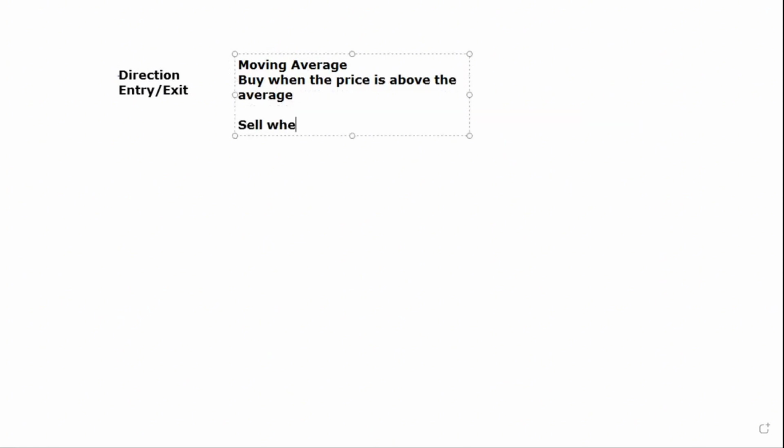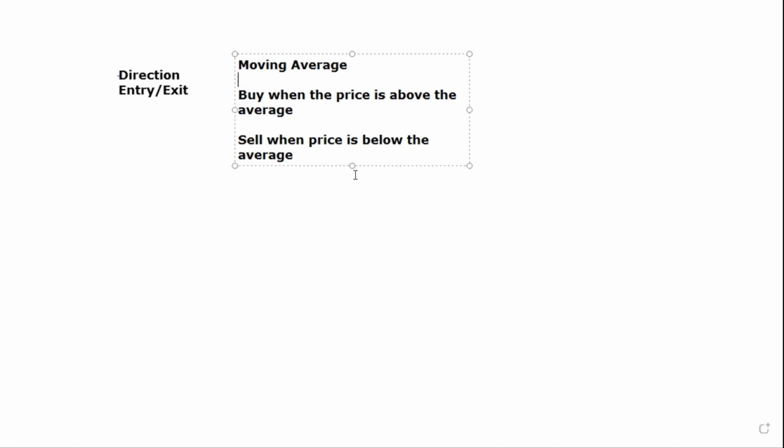So when price is below the average. As simple as that. In subsequent classes, in subsequent videos, I will explain and give further details on this. So that's direction. This is all about direction.